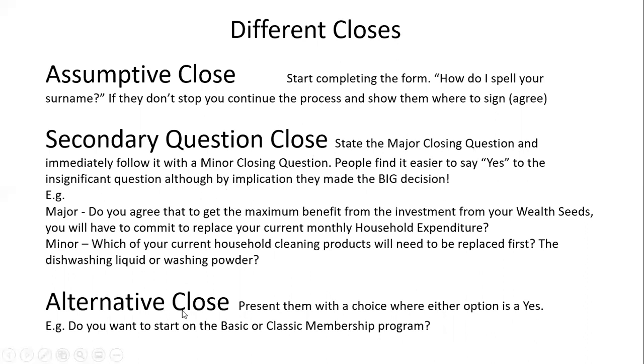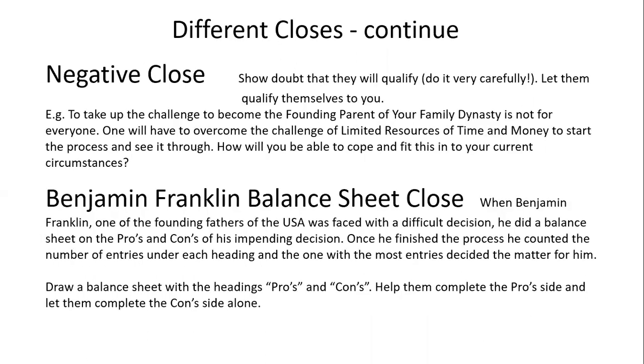Then we talked about the alternative close. So you choose which alternatives you offer to them, but both alternatives are acceptable to you, and in your mind it's like saying a yes from just 2 different angles. Then we talked about the negative close, and we say the negative close is your way of almost taking the opportunity away and showing that you're not sure whether they will qualify for this. And we just used the example of not everybody's ready to become the founding parent of his family dynasty.